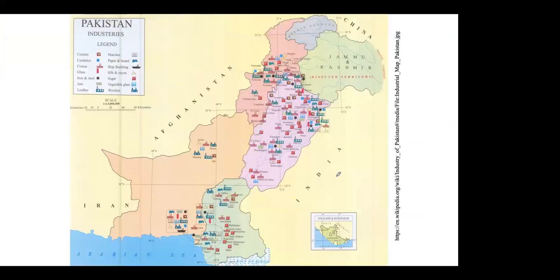In this map, you can see how the different industries are located throughout Pakistan. There are cement industries, ceramic industries, cotton industries, glass industries, iron and steel making industries, jute industry, leather industries, match industries, paper and board industries, shipbuilding, silk and rayon industries, sugar industries, vegetable ghee industries, and woolen industries.